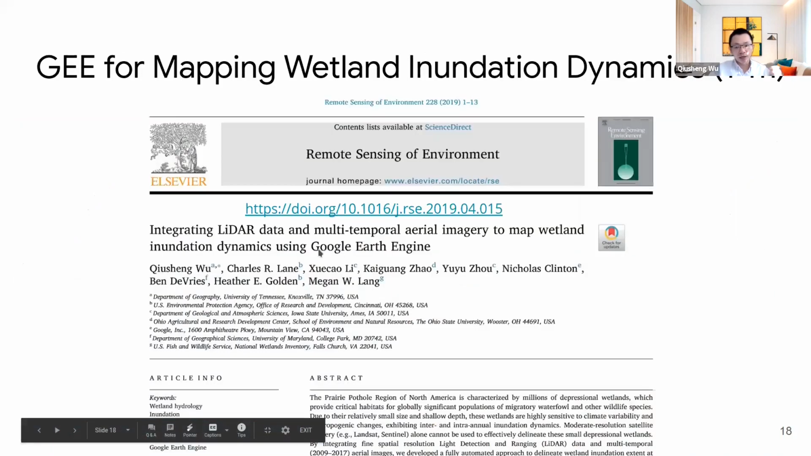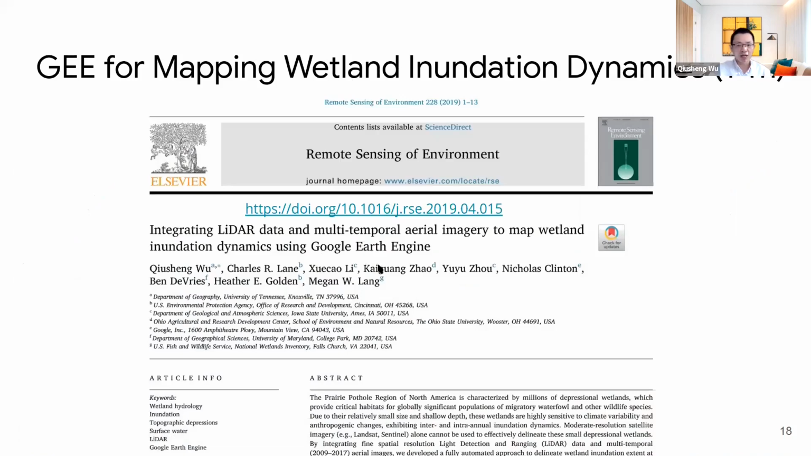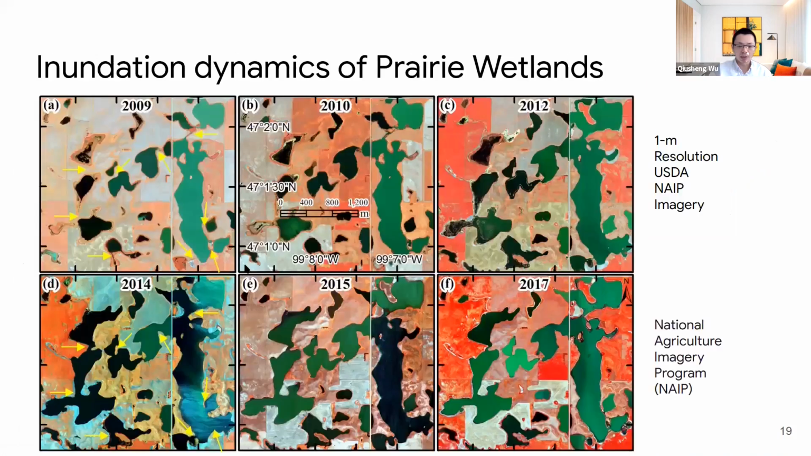And so before I developed the package, in the past, I also used the JavaScript API. Last year, I published a paper in Remote Sensing of Environment showing how to use Earth Engine to map wetland inundation dynamics using 1 meter resolution data and LiDAR data. Here are some examples of how the landscape and the wetland inundation area are changing. For example, from 2009 to 2017, these are all 1 meter, so very high resolution.